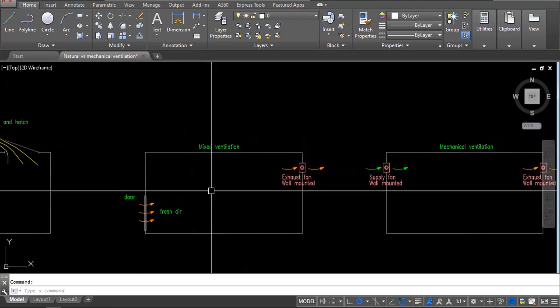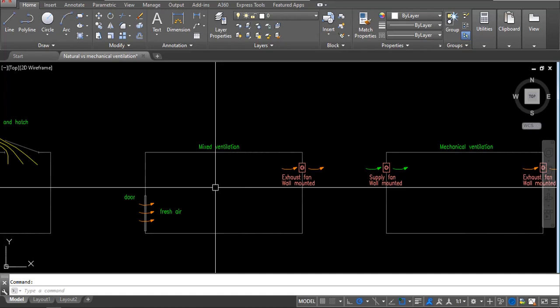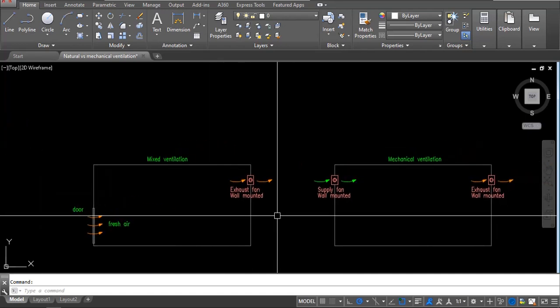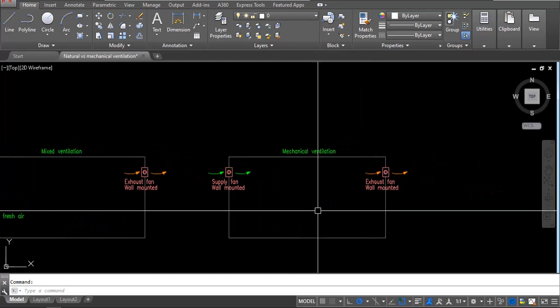Here we can see a mixed ventilation scheme where the air is supplied through a door and the air is exhausted through a wall-mounted fan. And in the last drawing, we have a mechanical ventilation scheme where the air is supplied and exhausted through wall-mounted fans.